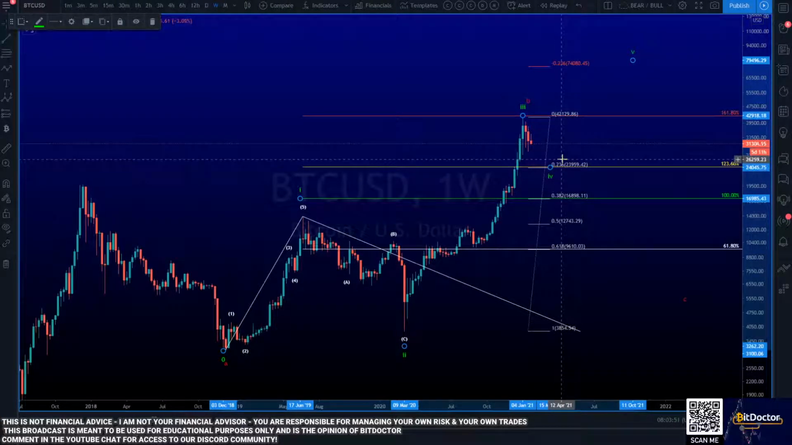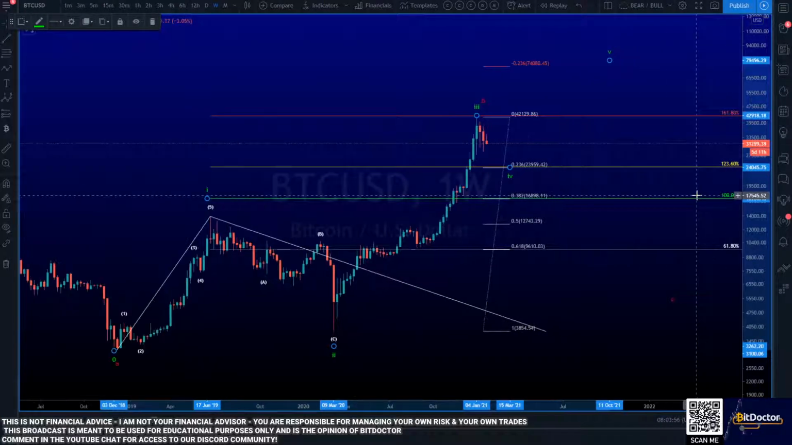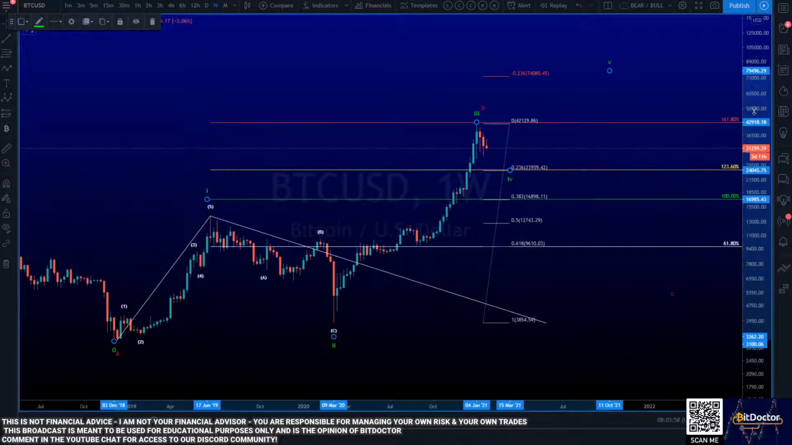Now, what's that going to mean for alts? That means alts are going to perform well, okay? Where's our upside target? 75,000. 75,000 for the upside target, but that is probably not going to happen for a while, all right? This right here, maybe we're going to create a wedge. We don't know what's going to happen yet, but what I can say is I'm watching for 24,000.